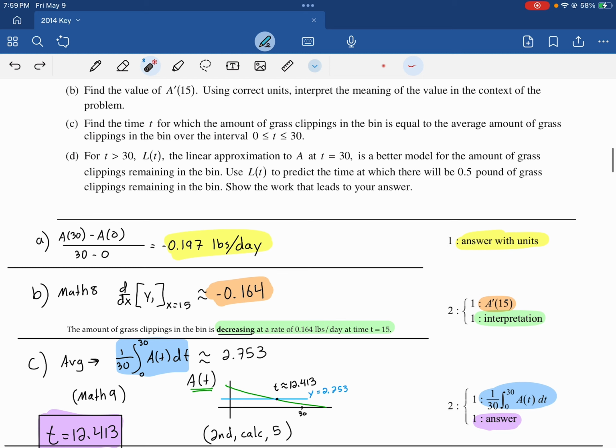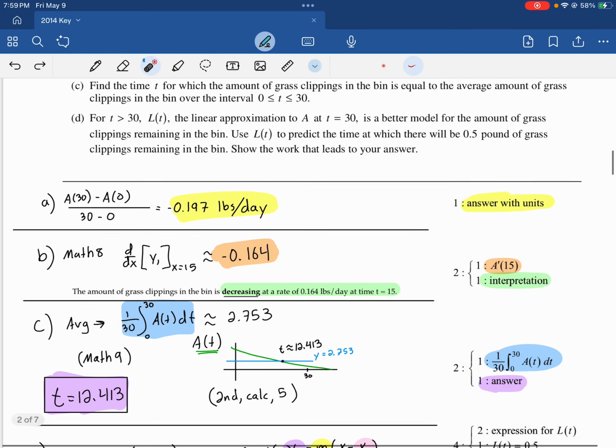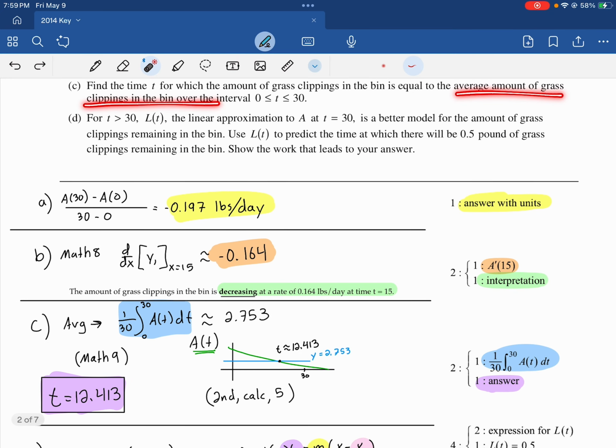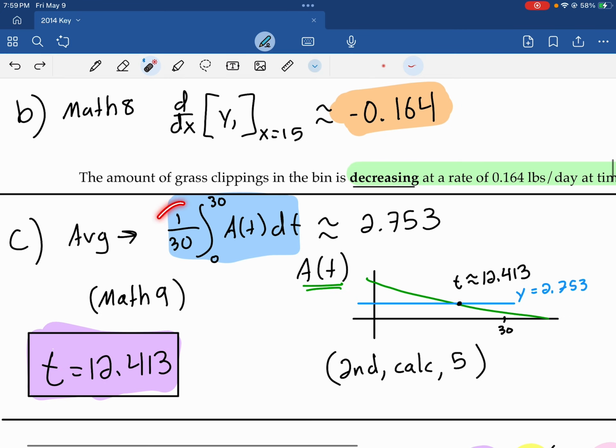For C, find the time t for which the amount of grass clippings in the bin is equal to the average amount of grass clippings in the bin over 30 days. So I want to find the average amount of grass clippings in the bin. The average amount of something, I'm going to do 1 over b minus a, the integral of what I'm taking the average of. So this is the amount of grass at different times. I'm going to find the area under the curve and divide it by 30 in a way. You get 2.753.